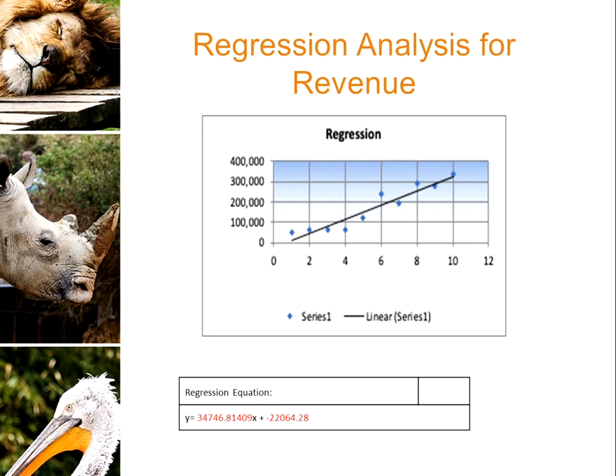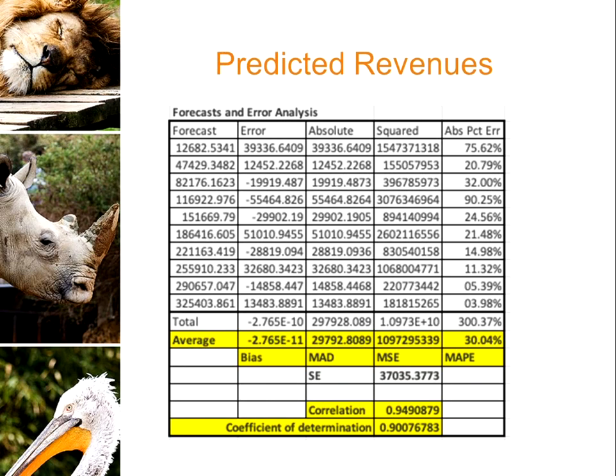So, the regression analysis for the revenue. This regression line shown for the revenue data also exhibited an upward trend, showing an increase of revenue as years passed. The equation used is listed on the slide and helped us find the trend line for the data given. Moving on to our predicted revenues.